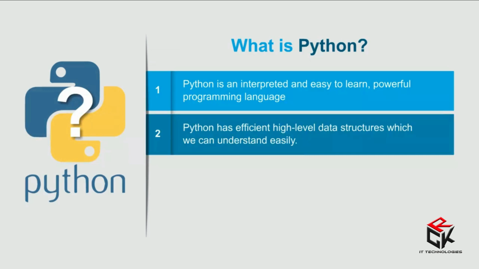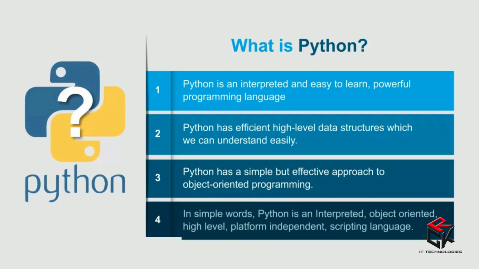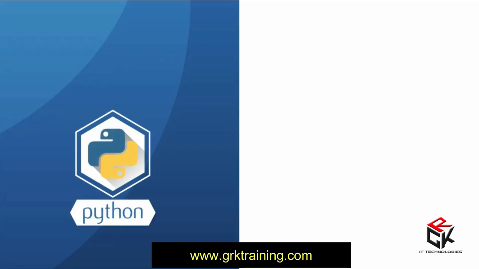Python is an interpreted, easy to learn and powerful programming language because of number of modules present in it. Python has efficient data structures which are easily understandable to anyone. It also has an effective and easy way for object-oriented programming. Simply, in one line we can say Python is an interpreted, object-oriented, high-level, platform-independent scripting language.